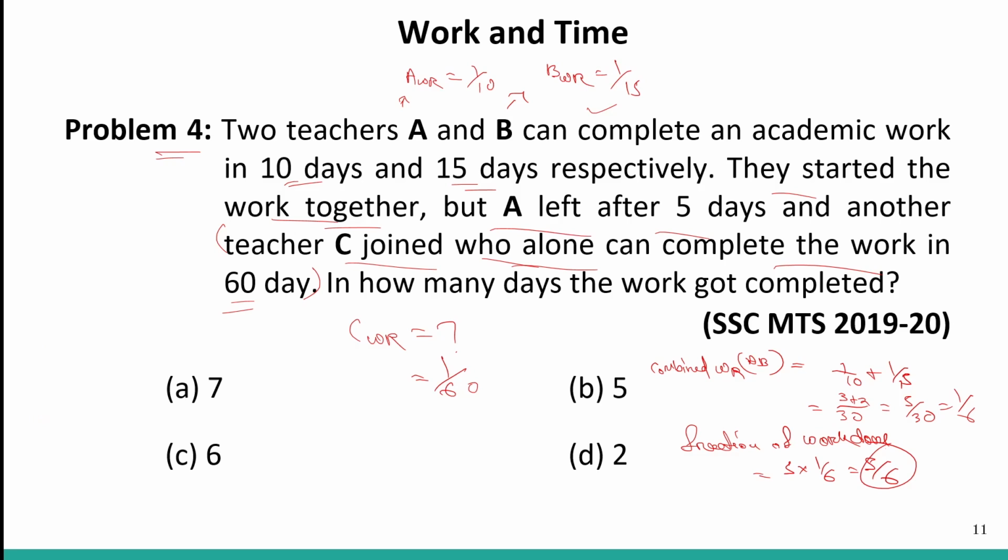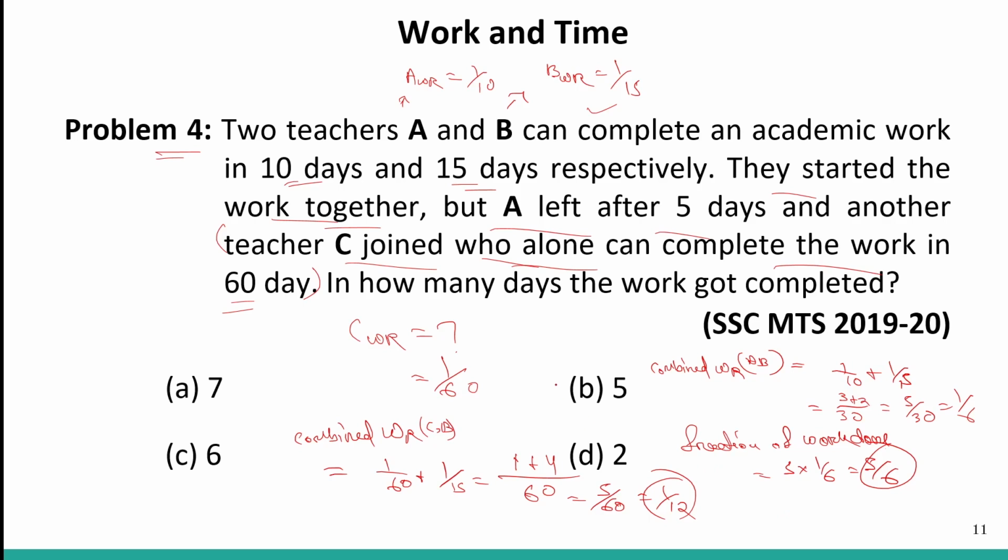Okay, and C along with B completes that same task. So let's calculate the combined work rate of C and B. Combined WR of CB is equal to 1 by 60 plus 1 by 15, right? So 60 is here. So 1 plus 4 is equal to 5 by 60 is equal to 1 by 12, right? So this is what we have right now. Okay, this is the combined work rate of C and B.